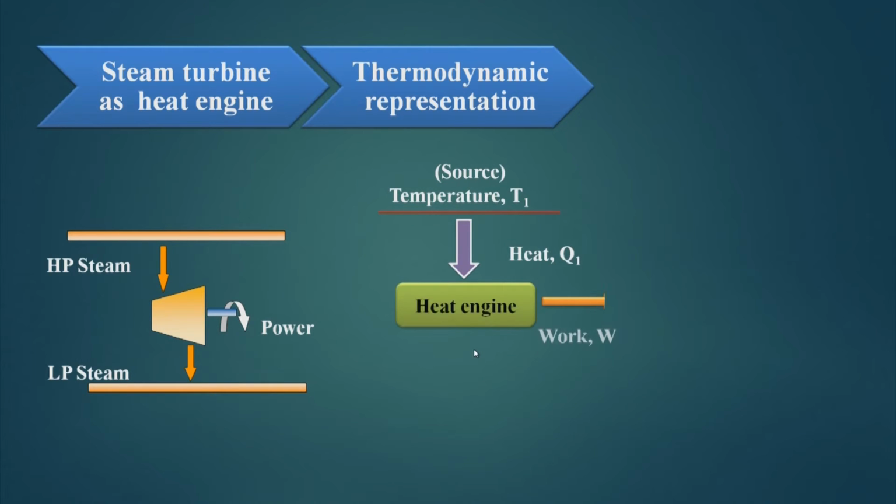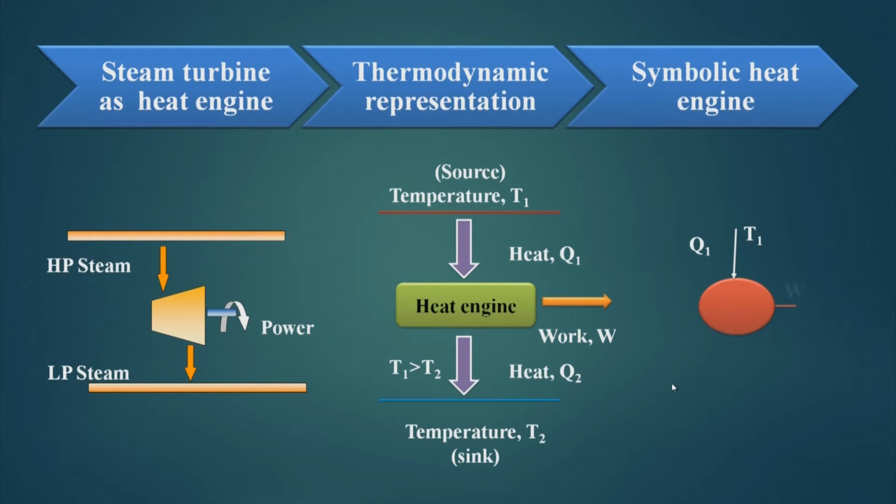Now, the thermodynamic representation is like this. There are two temperature levels, T1, which is the source, the temperature level of this here, Q1 amount of heat flows to the engine, and Q2 amount of heat is rejected by the engine to the temperature level T2, which is this temperature level, where T1 is greater than T2, and in this process we get a work W. Now, the symbolic heat engine will look like this: T1, Q1, T2, Q2 and W.